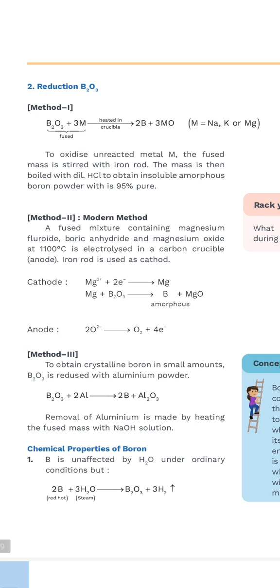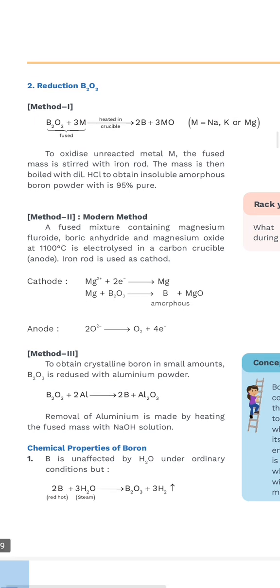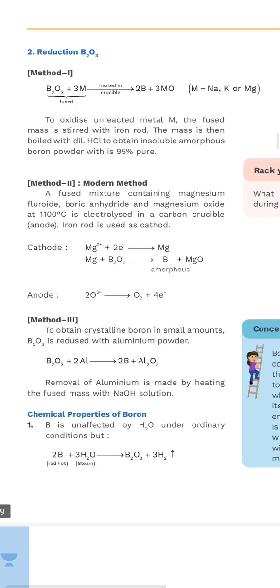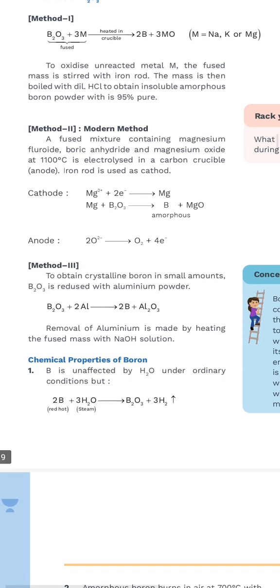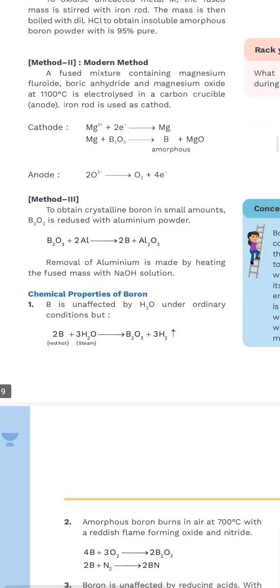Second is reduction of B2O3. In method 1, to oxidize unreacted metal M, the fused mass is stirred with iron rod. The mass is then boiled with dilute HCl to obtain insoluble amorphous boron powder which is 95% pure. Method 2 is modern method. A fused mixture containing magnesium fluoride, boric anhydride and magnesium oxide at 1100 degrees Celsius is electrolyzed in a carbon crucible anode. Iron rod is used as cathode.